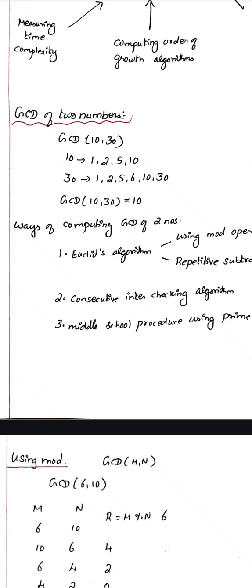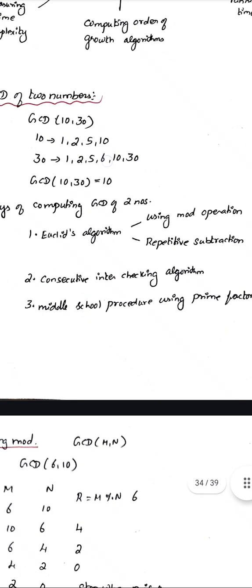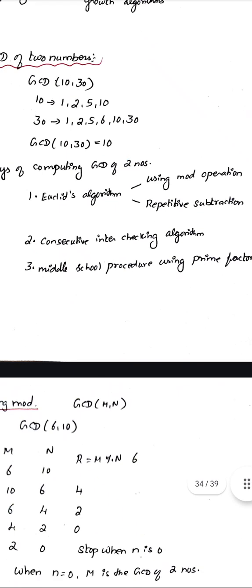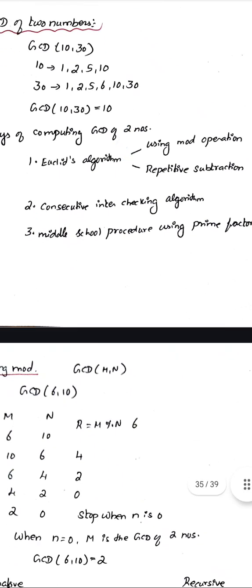There are three ways of computing the GCD of two numbers. One is Euclid's algorithm, in which we use the mod operation as well as repetitive subtraction. Then the consecutive integer checking algorithm, and the middle school procedure using prime factors.